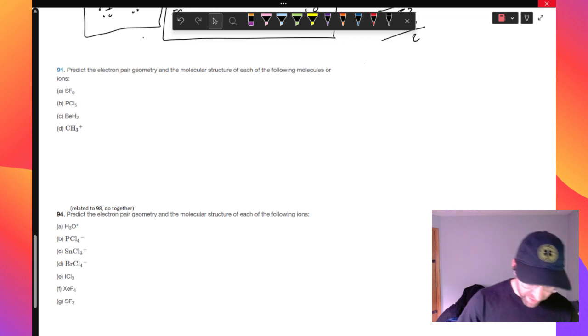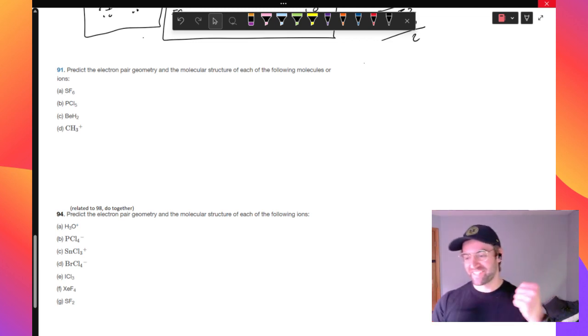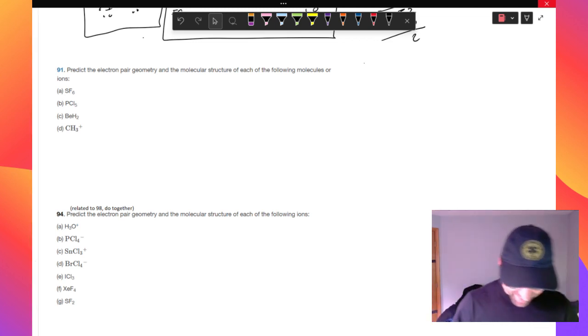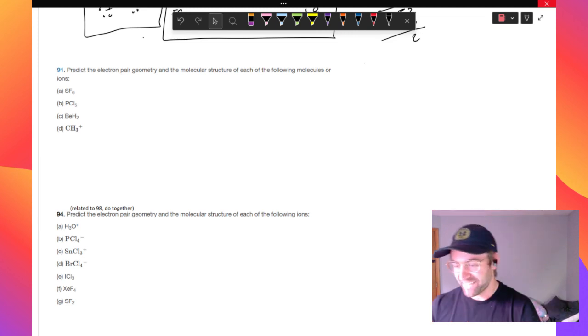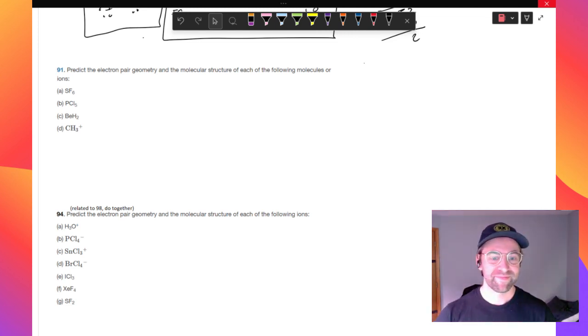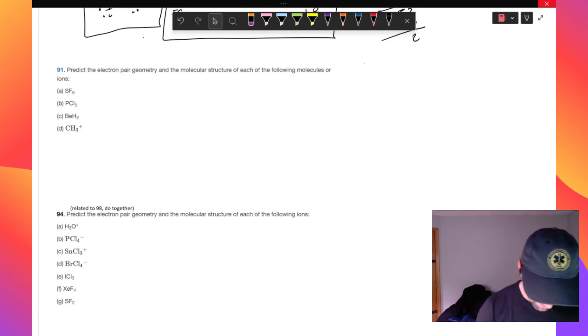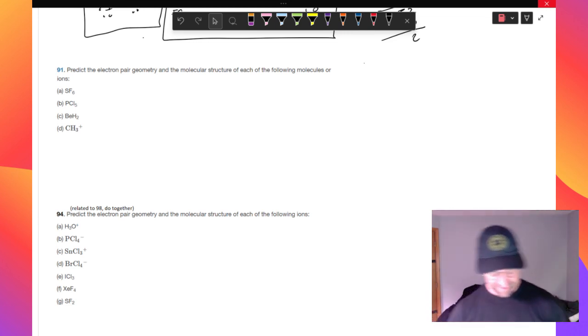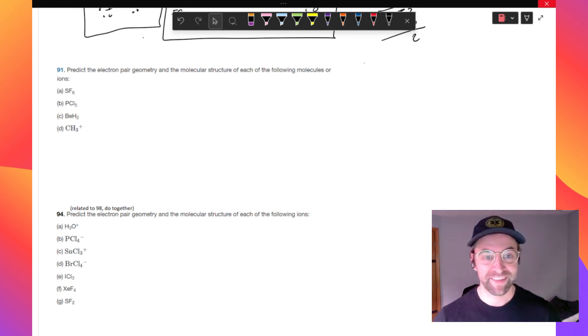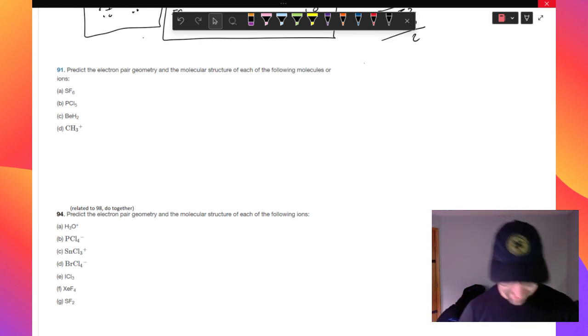Predict the electron pair geometry and the molecular structure of each of the following molecules or ions. Ah, yes, shapes. Three-dimensional shapes, my favorite. Okay. I'm so excited. Let's see. Okay. Sulfur hexafluoride, sulfur.